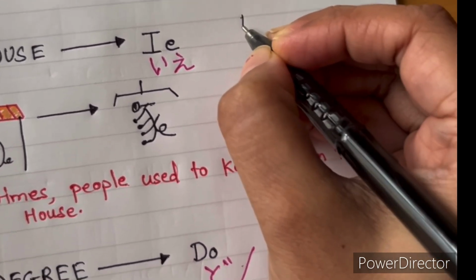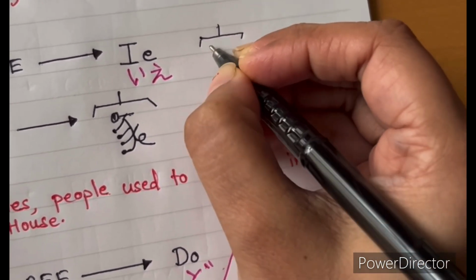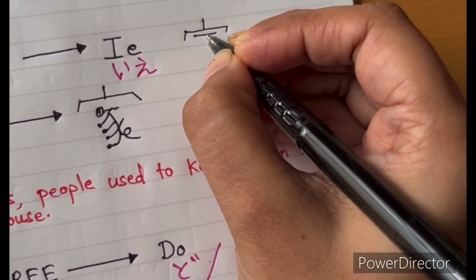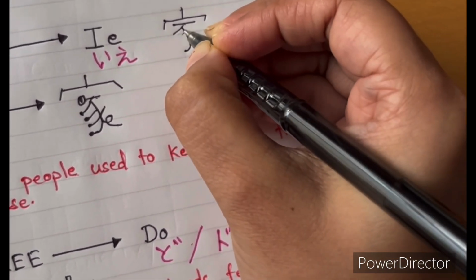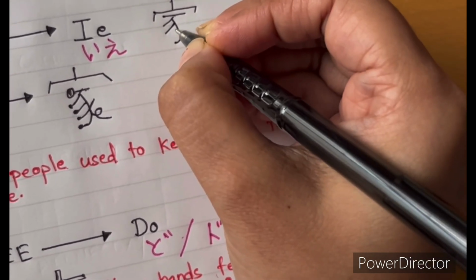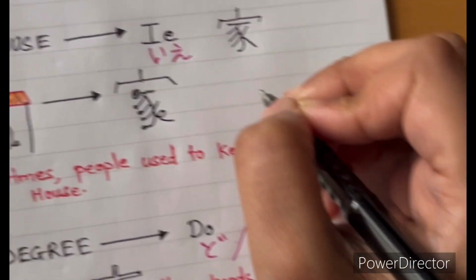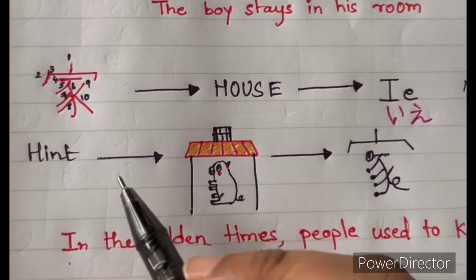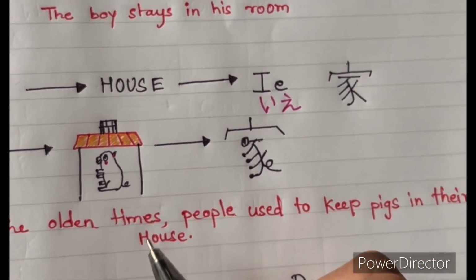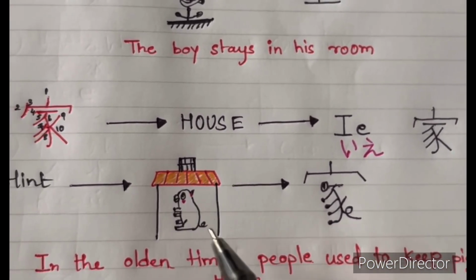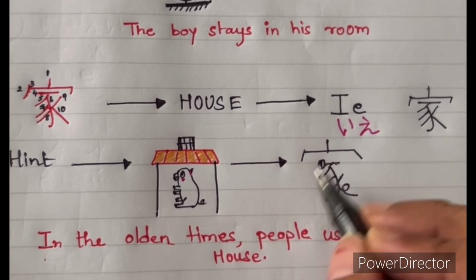So this is the first stroke, then comes the second stroke, then the third stroke, then the fourth stroke, then the fifth stroke, then the sixth stroke, then the 7th, 8th, 9th and 10th. Isn't this simple now? So let's make it more simple. Remember this hint. In the olden times, people used to keep their pigs in their house. So this is the house and there is a pig inside it. You have to draw first the house and then put the pig.